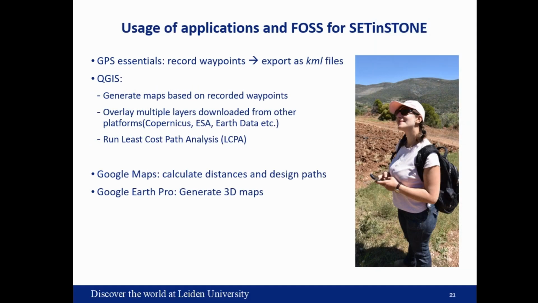The usage of the applications that we used goes as follows. The GPS Essentials application records our waypoints in the field, which we then exported as a KML file. This way you can import it into QGIS, but also into Google Maps and Google Earth Pro in order to generate different types of maps: two-dimensional maps in QGIS and Google Maps, but also 3D maps in Google Earth Pro, to get a better understanding of what the landscape looks like and how the roads we walked through run through that landscape.